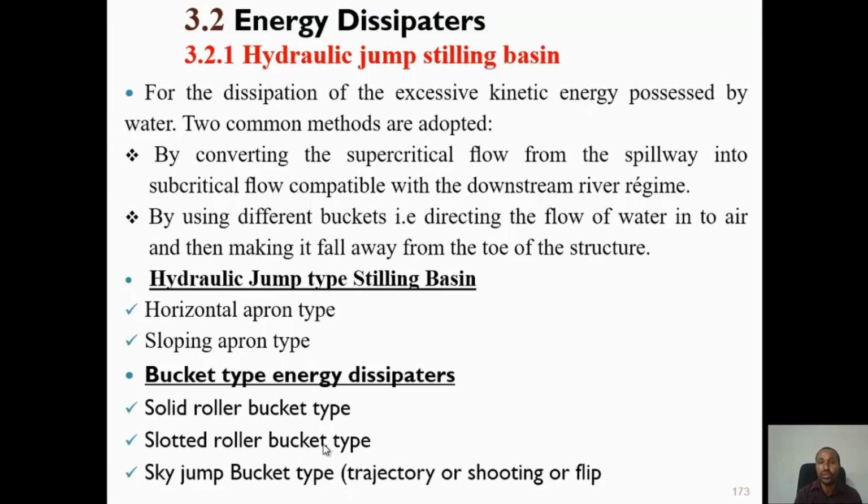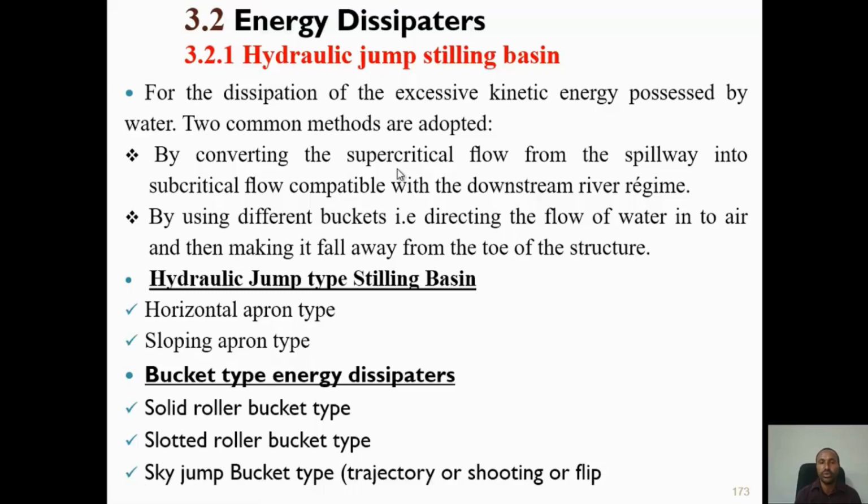For the dissipation of excess kinetic energy processed by the flowing water, two common methods are adopted. The first one is converting the supercritical flow from the spillway into subcritical flow compatible with the downstream river region. What type of river region do you have downstream of the spillway? With that, you should make it compatible, so you should convert supercritical flow into subcritical flow.